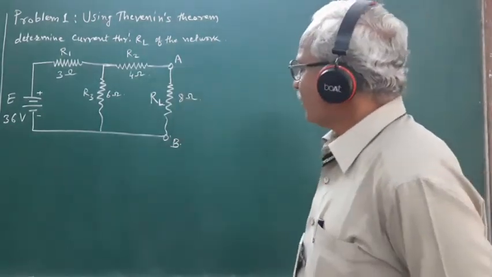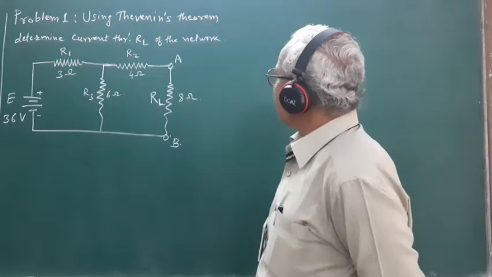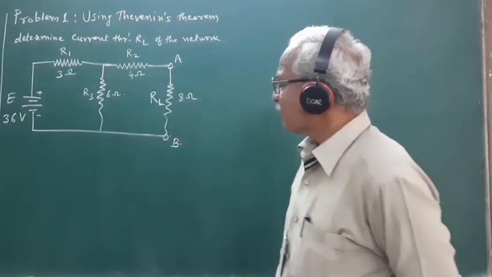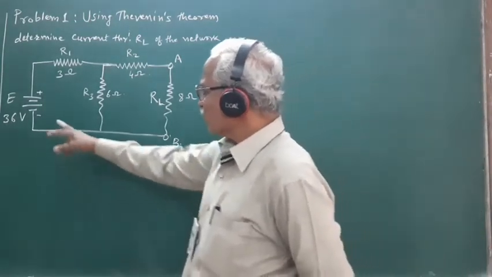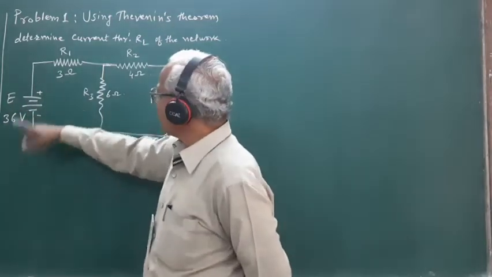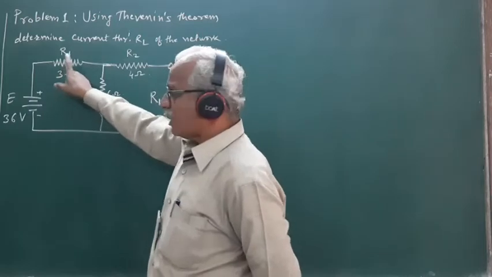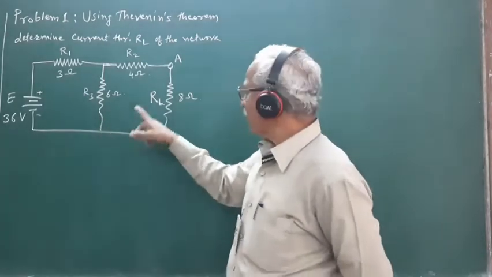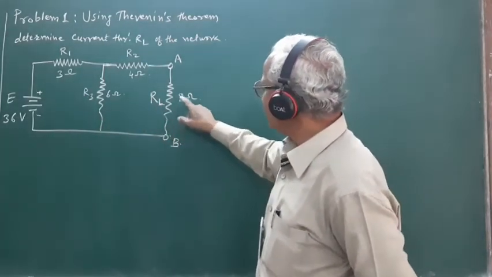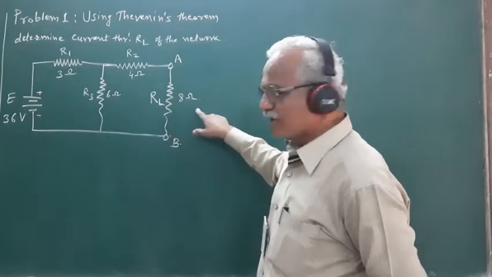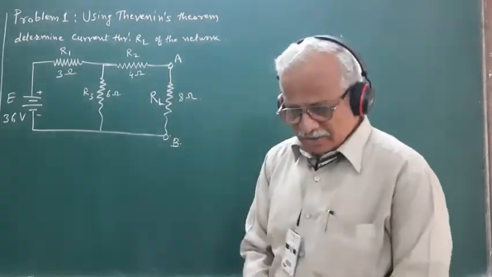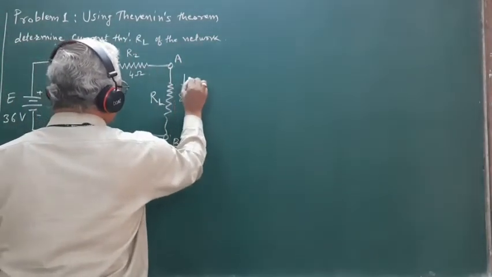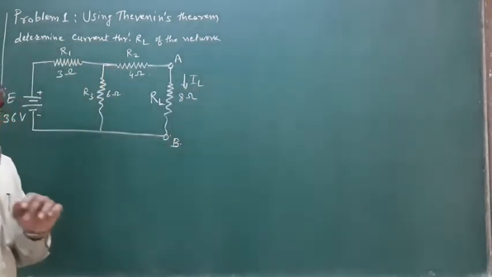So here we have the first problem. Using Thevenin's theorem, determine the current flowing through the load resistance RL of this network. This network consists of a source of EMF of 36 volt, a resistance R1 of 3 ohm, R2 of 4 ohm, R3 of 6 ohm, and the load resistance RL is connected across the terminals A and B having the value 8 ohm. Here you are asked to determine the current flowing through this load resistance RL. Say I is the load current.